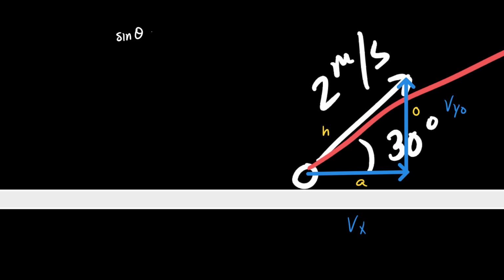Sine theta equals opposite over hypotenuse. Cosine theta equals adjacent over hypotenuse. And tangent theta equals opposite over adjacent. I'm going to note that the opposite side is actually Vy naught. And the adjacent side is actually Vx. And the hypotenuse is whatever the launch velocity is, which I will dub V naught.